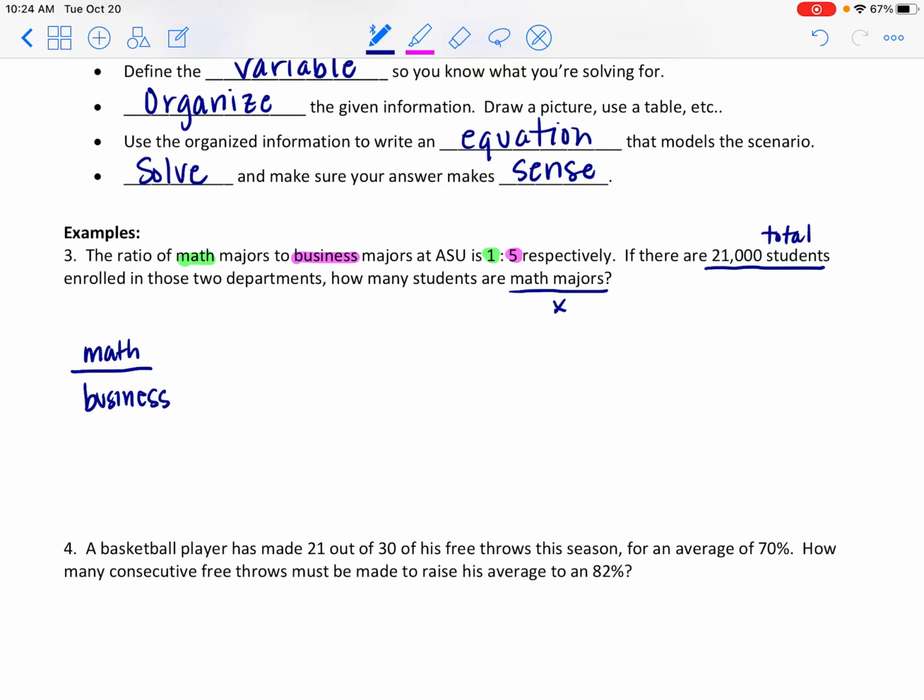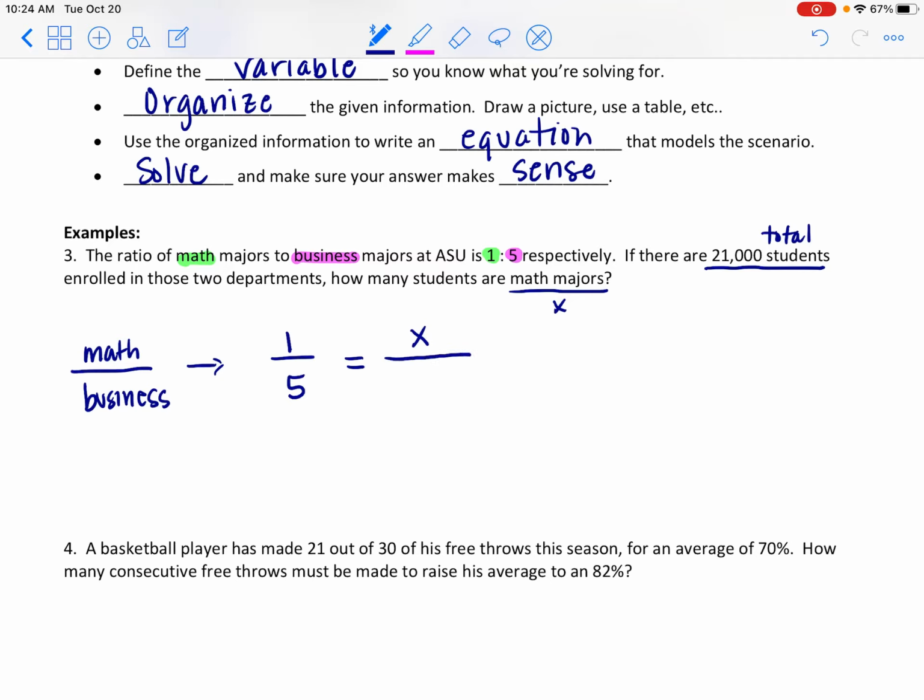So what we have first is given that there is one math major for every 5 business majors. Okay, one math major to every 5 business majors. So there's one of our fractions. And then the second one says, how many math majors are there total? We don't know. We're going to call that x, to how many business majors are there total.